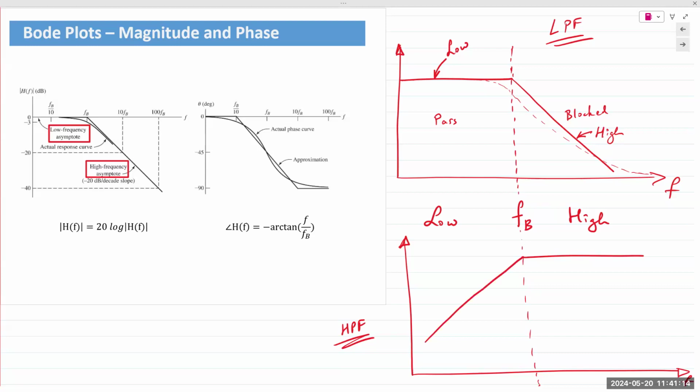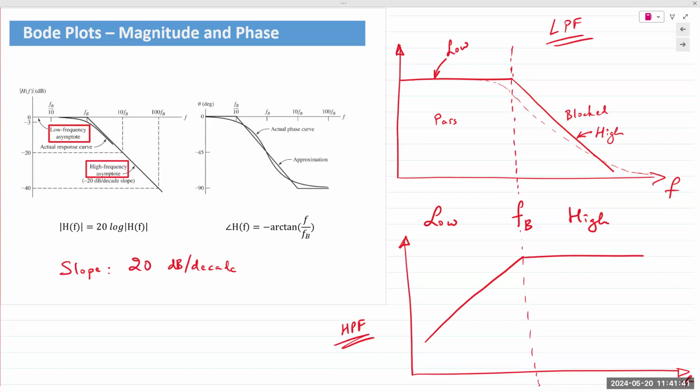The slope for both filters always has a value of 20 dB per decade. 20 dB per decade. And this is something we will look at a little bit more in depth on Wednesday. Okay.